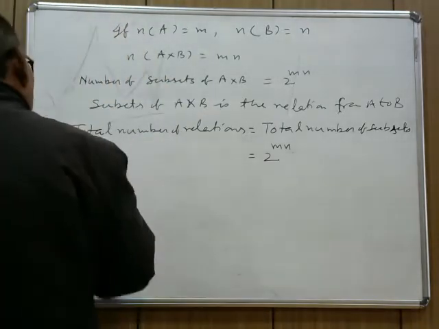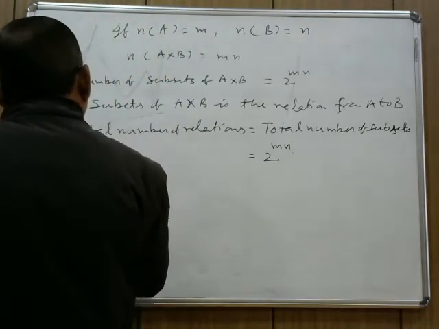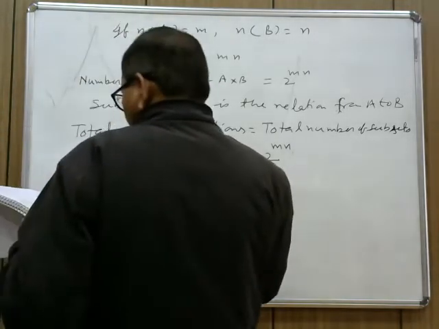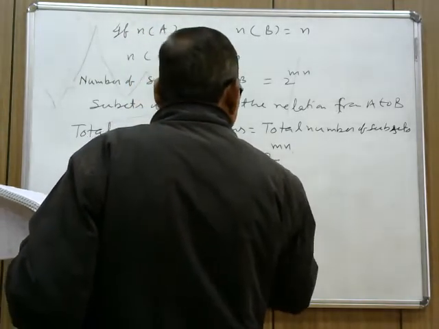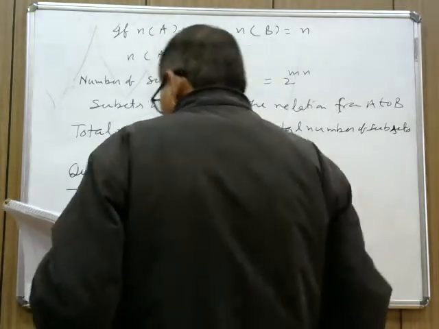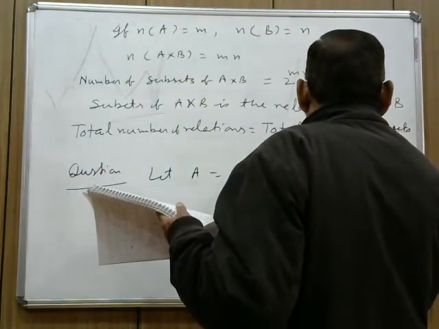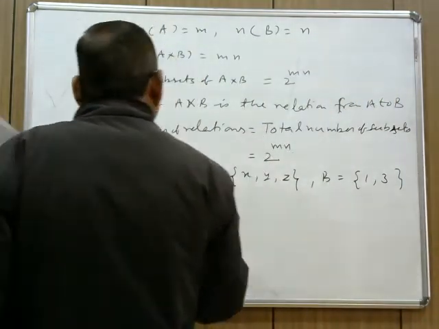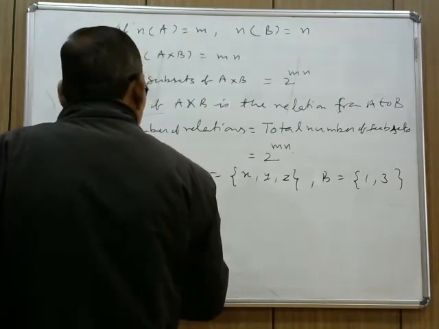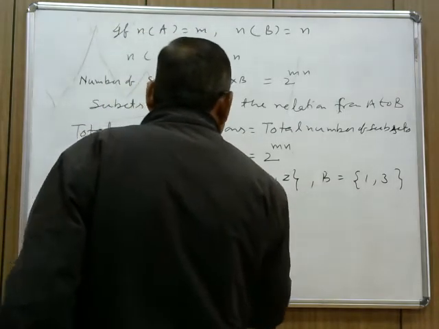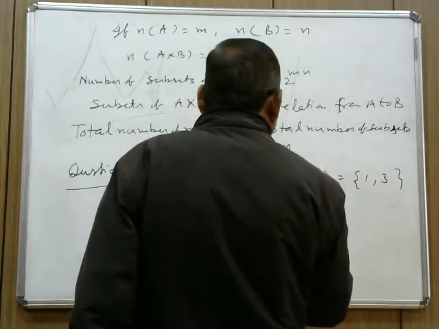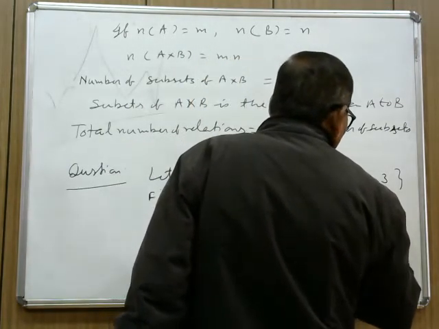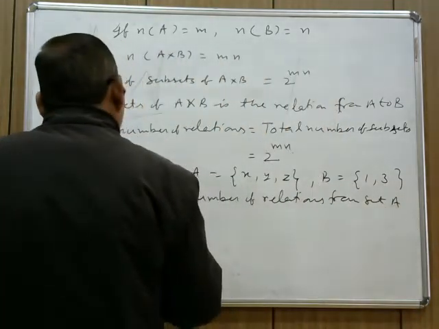Now a question based on that. Let set A be {x, y, z}. It has 3 elements, and set B is equal to {1, 3}. Find the number of relations from set A to set B.